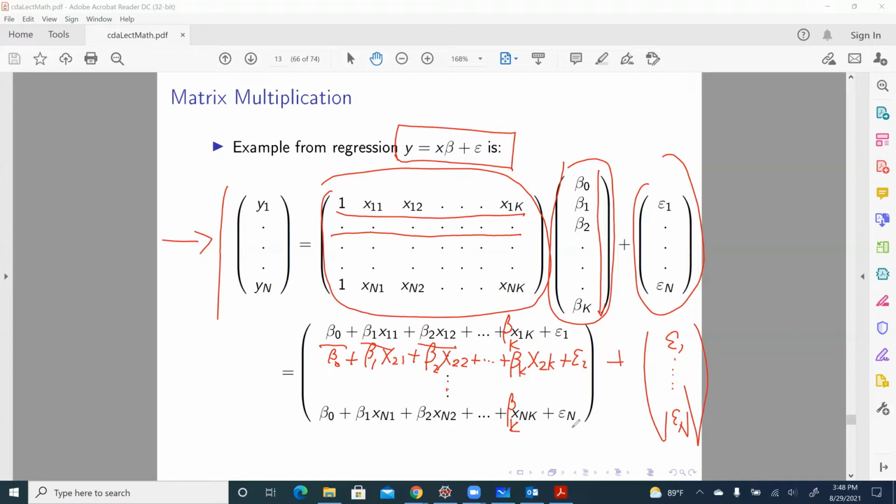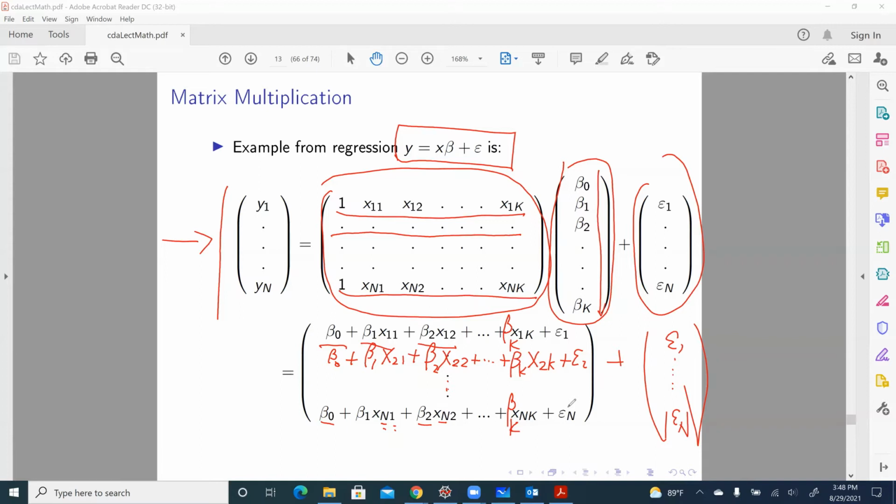And then we go on until we hit the last element, right? The nth row and still first column, okay? So the last row of X, that vector multiplied by this column vector. So beta 0 multiplied by 1 is beta 0, and beta 1, X n1, right? Nth row, first X covariate. Beta 2, X n2, until we hit what? Beta k, X nk plus epsilon n.